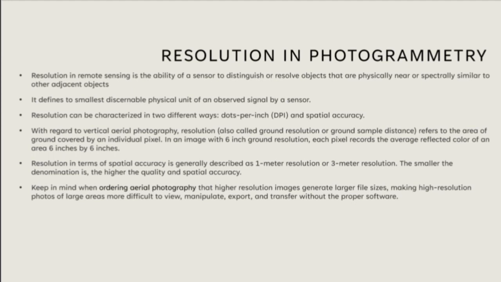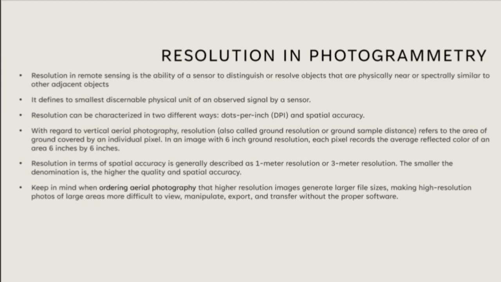Resolution in remote sensing is the ability of a sensor to distinguish or resolve objects that are physically near or spectrally similar to other adjacent objects. DPI constitutes the resolution at which the original frame or film was scanned as well as exported digitally. DPI resolution of an image will only be as good as the resolution at which the digital image was first scanned. For example, if the original frame is scanned at 600 DPI, exporting a digital image at 1000 DPI of the same frame will look no better than exporting at 600 DPI.